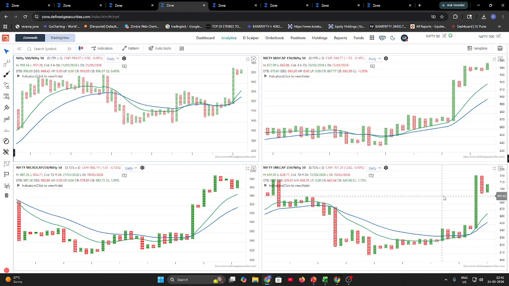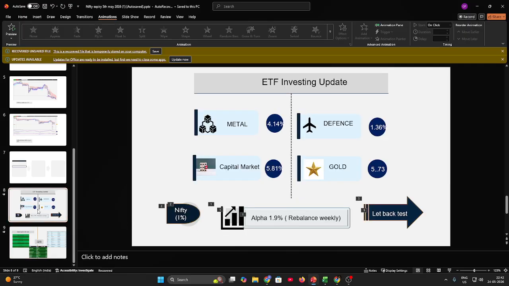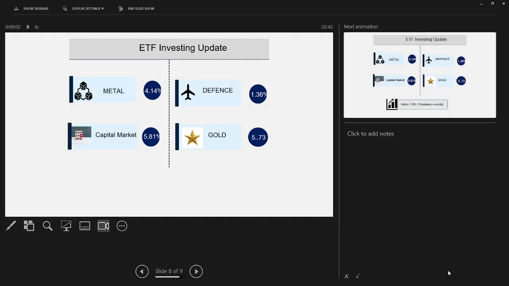To give a brief update, we started with our journey of ETF investing, and if you look at the ETF investing, metals are growing by 4.14%, defense 1.36, capital market 5.81, and gold 5.73. This was a volatile month, but that is the beauty of ETF investing, that if we select the right sectors, we will see that. If you look at it, metals were down at some point during the month. So that is why I said in ETF investing, we will do rebalancing once monthly.